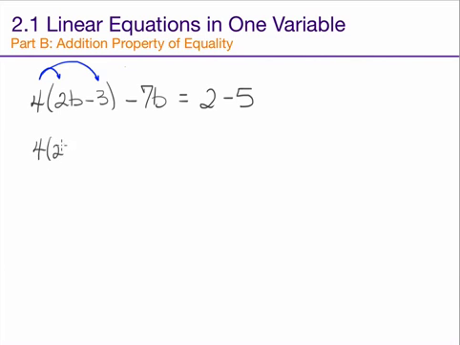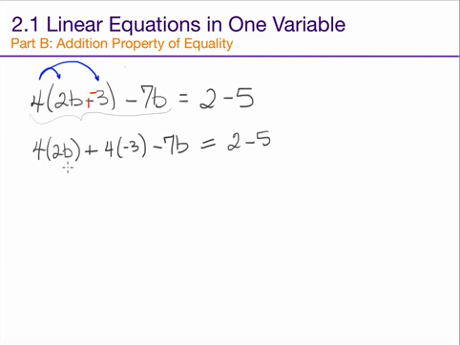4 times 2b and 4 times negative 3 minus 7b. That's my left-hand side, rewritten with the 4 distributed across the sum. I haven't forgotten to write down the minus 7b. The right-hand side of the equation is 2 minus 5.